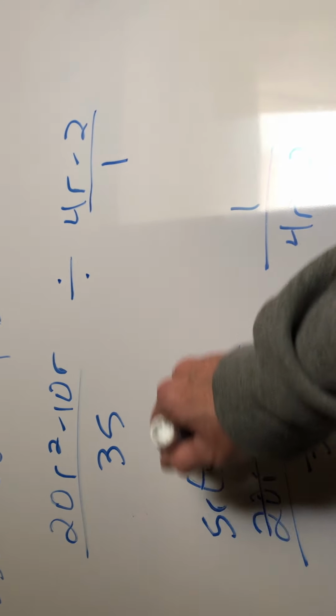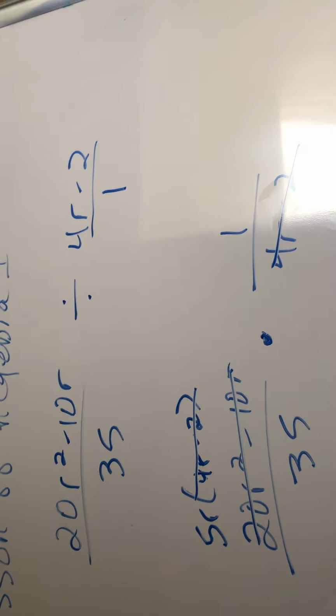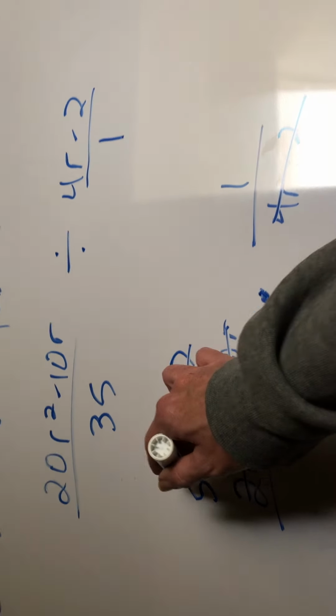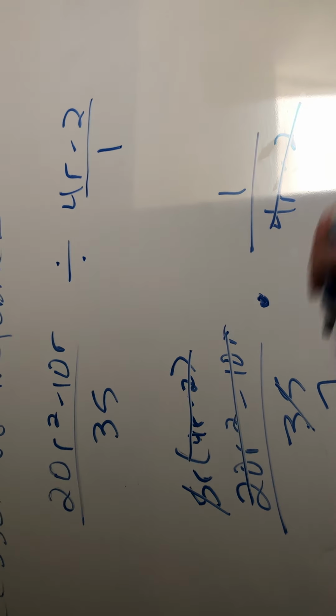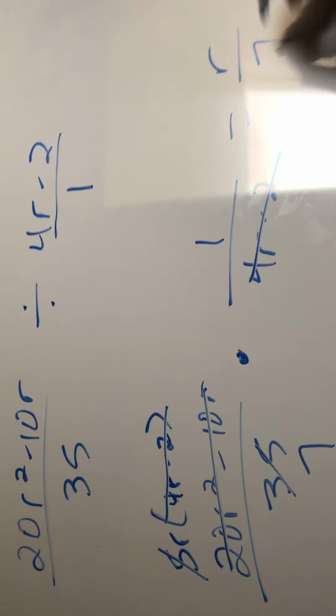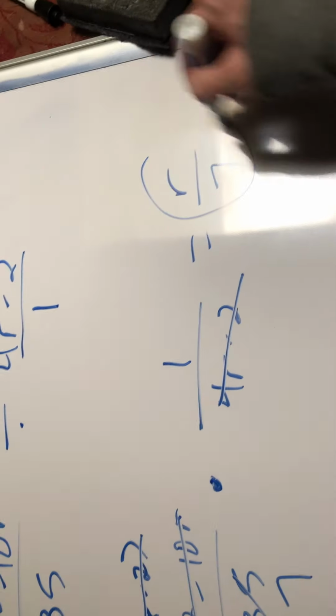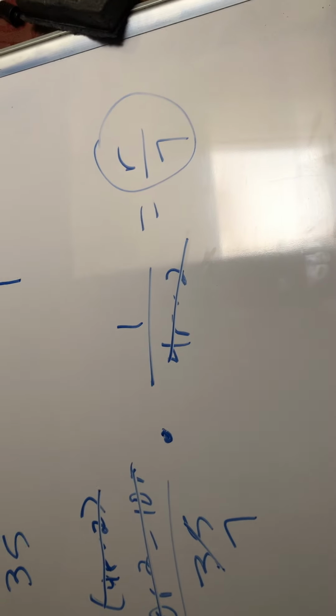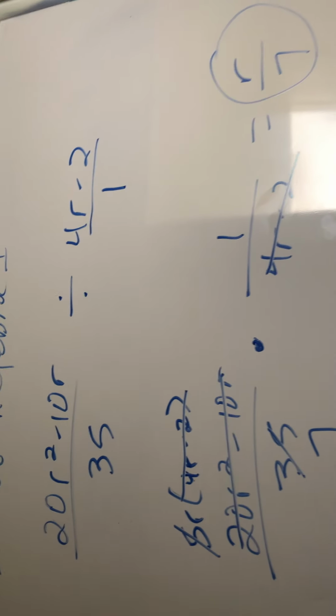Notice I have a 4r minus 2 on the top and a 4r minus 2 on the bottom. And I can take this 5 out of 35 and it leaves a 7. So on the top, it's r. On the bottom, it's just 7. So I'm just left with r over 7. Okay.